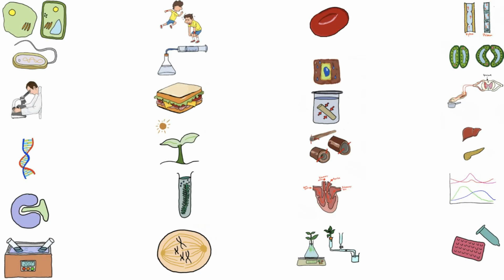This slide provides a visual overview of the core biological concepts we need to review, ranging from cell structures and DNA to metabolic processes and physiological systems. Use this as a map for your revision.